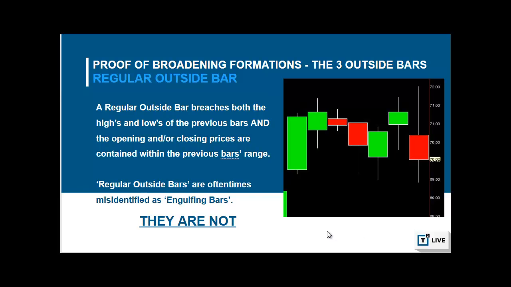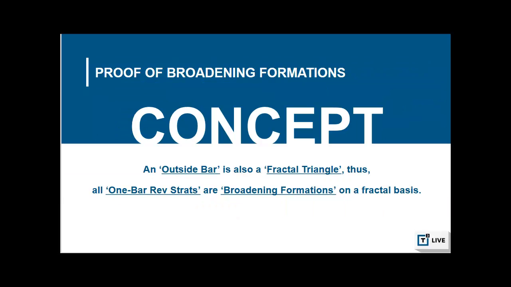So if we go back to what we've talked about in the previous videos, since an outside bar is also a fractal triangle, what that means is the 1 bar rev strat, those are broadening formations on a fractal basis. Because on a 1 bar rev strat, it took out both sides of the range. By definition, therefore, 1 bar rev strats are broadening formations.